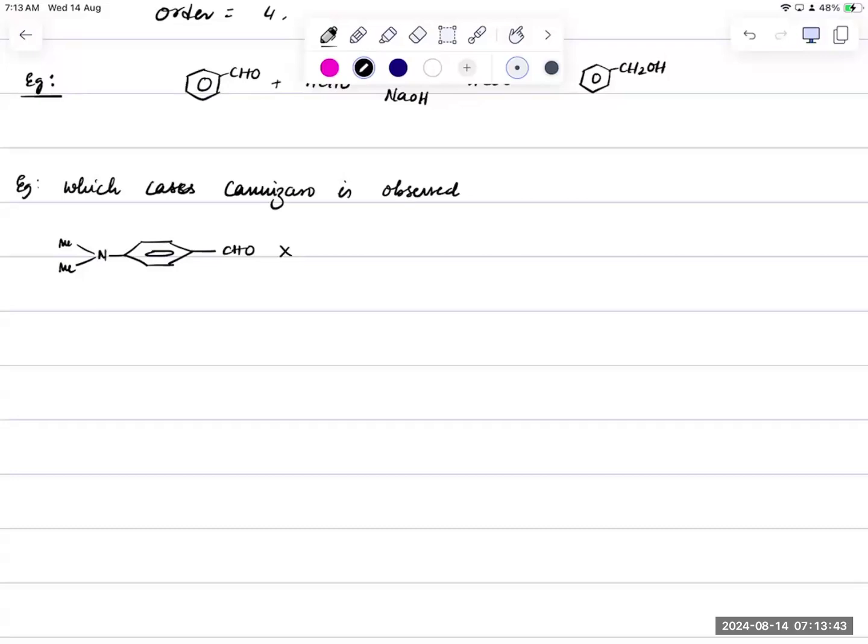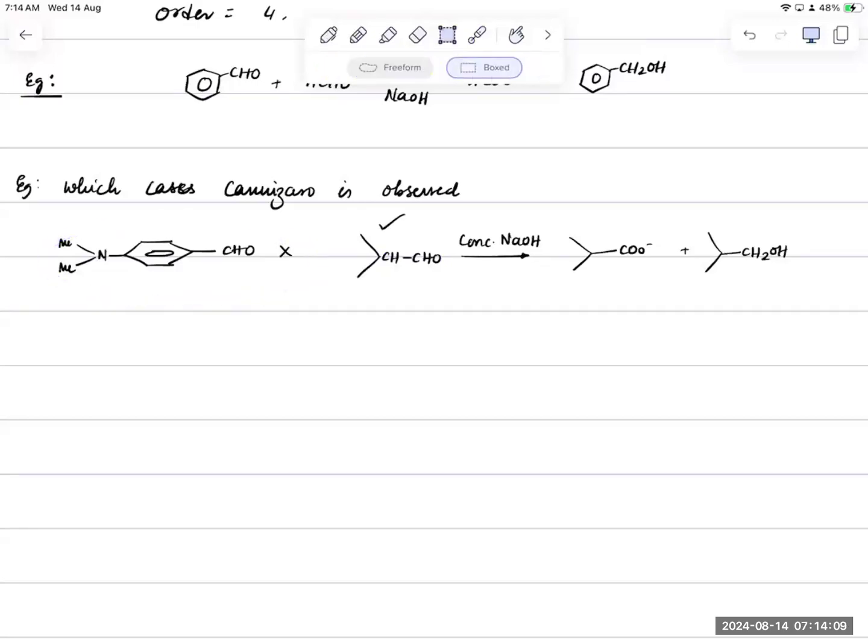At the same time, if you have CH and CHO, and if I take concentrated NaOH, in this case, Cannizzaro is observed, although they have an alpha hydrogen. So this is one of those exceptional cases where despite having alpha hydrogen, Cannizzaro will occur. Okay. In this case, no Cannizzaro will take place.